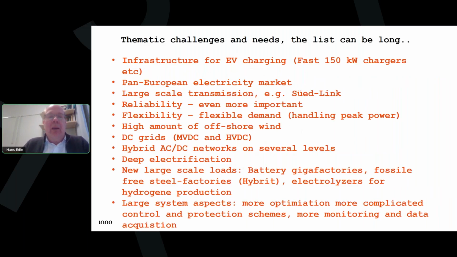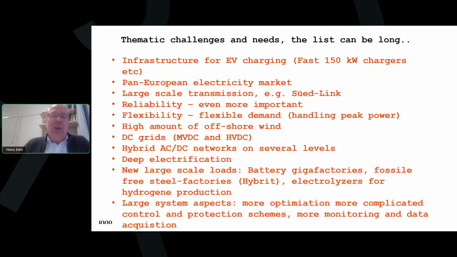There are a number of thematic challenges and needs, and this can be a very long list, not listed in any specific order. There can be infrastructure for EV charging. It is about how to design the electricity market, which has traditionally been more or less a national concern, but has opened up in different parts of the world to have much larger markets. For example, in Europe, where we have more or less a pan-European electricity market.